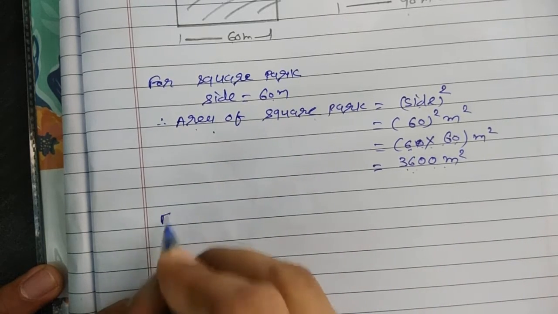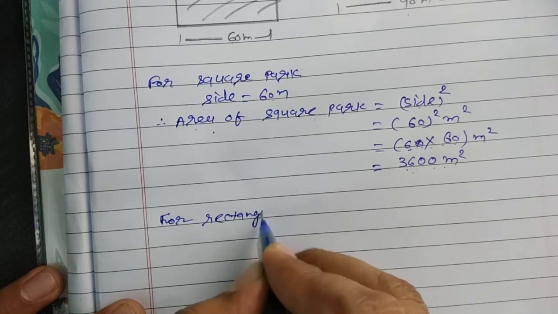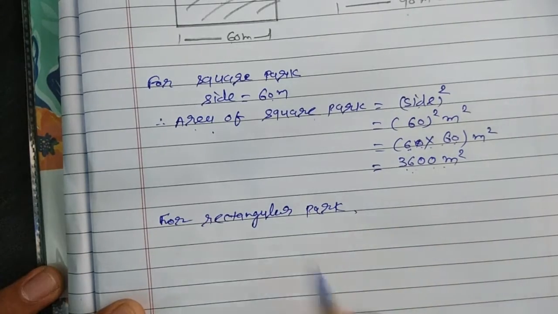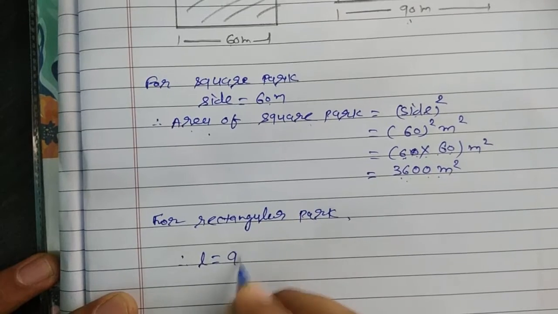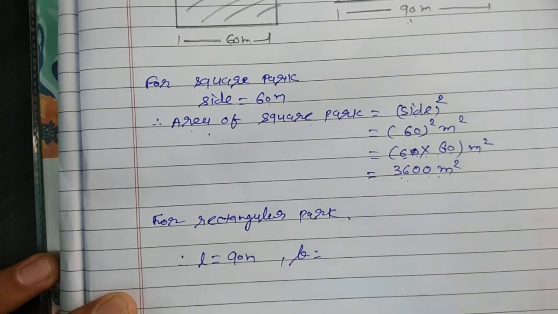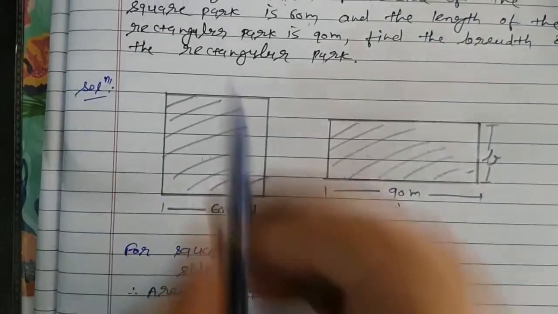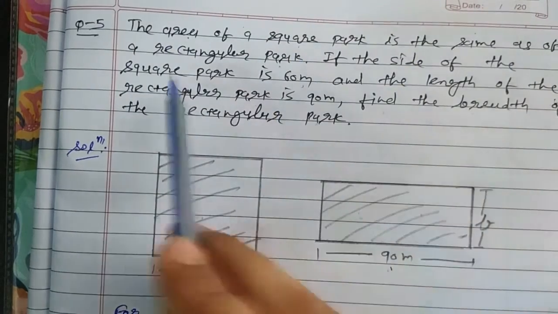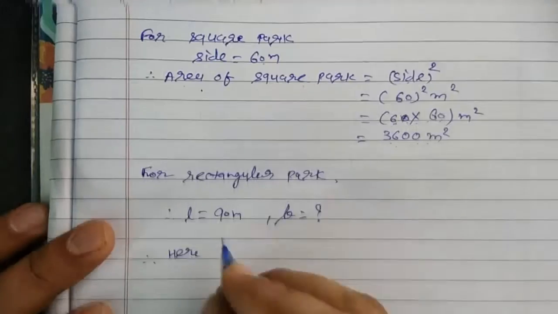Now for the rectangular park, what we have, so here we have length, that is 90 meter, and breadth, which we have to find. Now in the question, the first line is that the area of a square park is the same as a rectangular park, so we will use that information here.